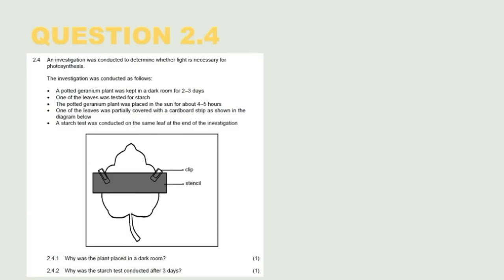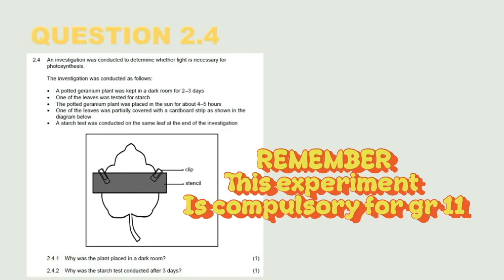So question 2.4, before we move on, I just quickly want to show you an example of an experiment that I actually did for my grade 8 natural sciences. I just want you to watch the video so that you can see the procedure that we did, how to test for starch and the presence of sunlight, or if sunlight is necessary for photosynthesis.